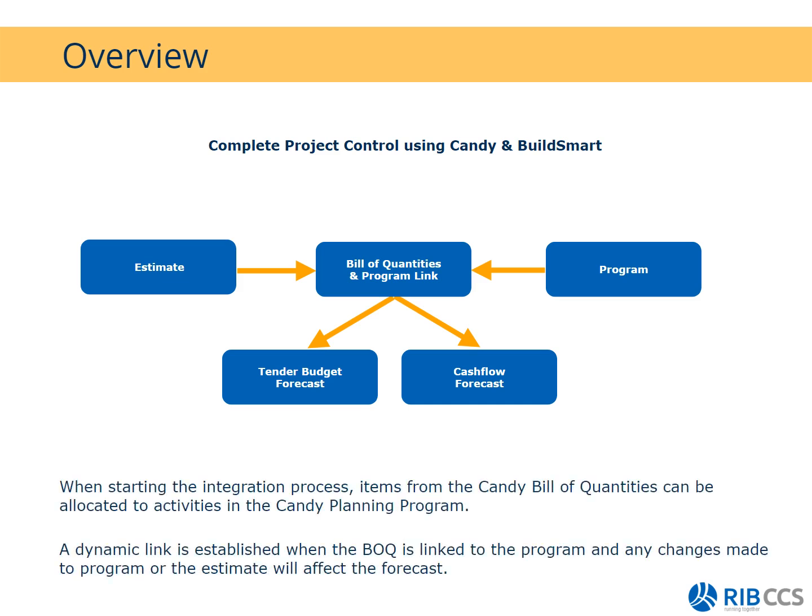So here I'm just saying that when starting the integration process, items from the Candy bill of quantities can be allocated to activities in the Candy planning program. A dynamic link is established when the BOQ is linked to the program. And all that means is that any changes made to your program, so if there's an increase of duration, if you change the activity description, it will affect your forecast. The same applies for your estimate. If you go and change your rates, for instance, we will see that effect immediately.